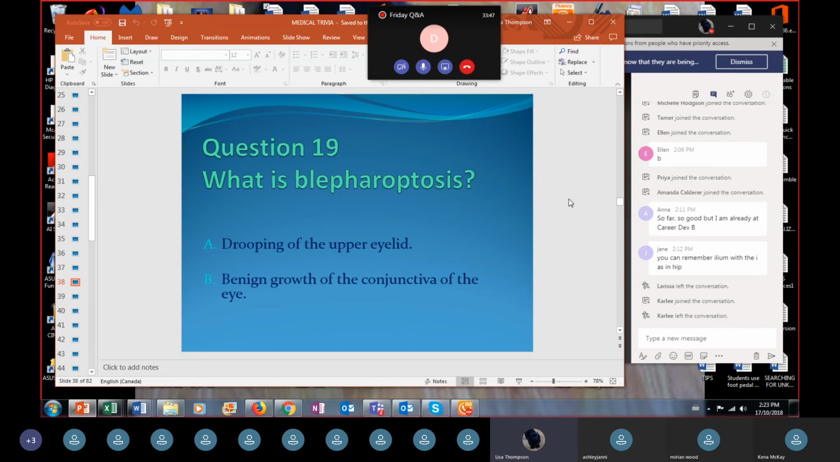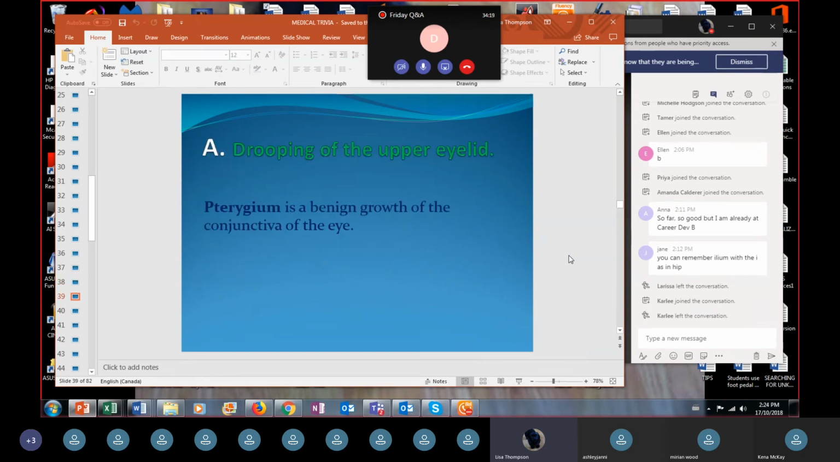What is blepharoptosis? Everybody try pronouncing that to yourself. It's a tongue twister at first until you say it a couple of times, and then it'll finally roll off your tongue. So is it drooping of the eyelid or benign growth of the conjunctiva of the eye? The answer is drooping of the upper eyelid. Pinguecula is a benign growth of the conjunctiva of the eye.